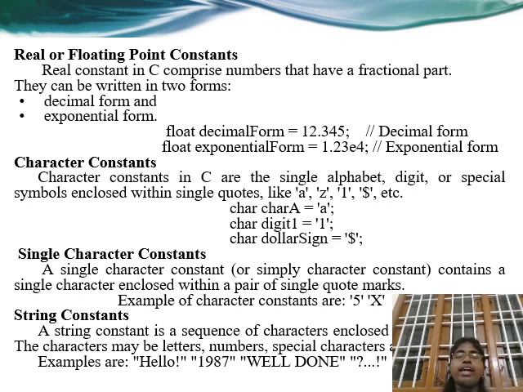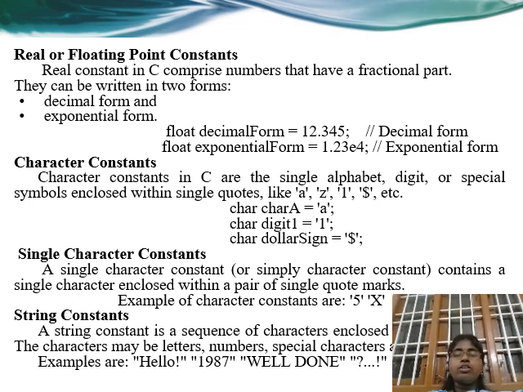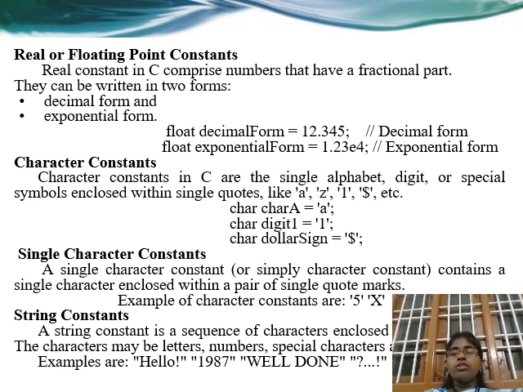Next one is a single character constant. A simple character constant contains a single character enclosed in a pair of single quotation marks. Example, if you give any name in the character, you mention it in single quotes.